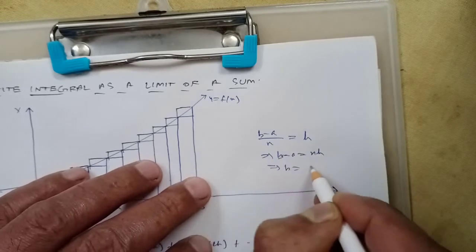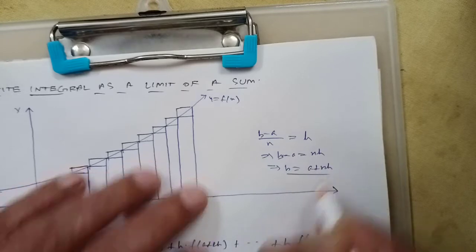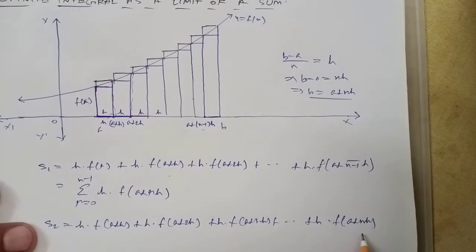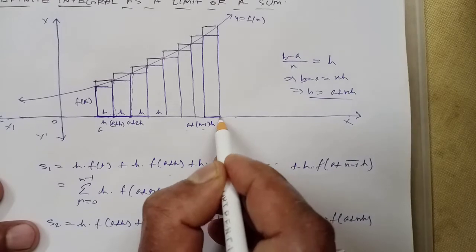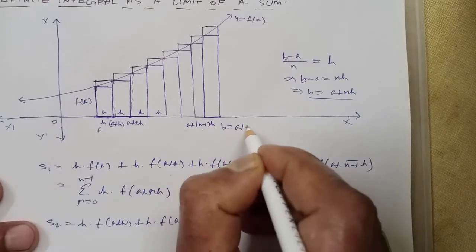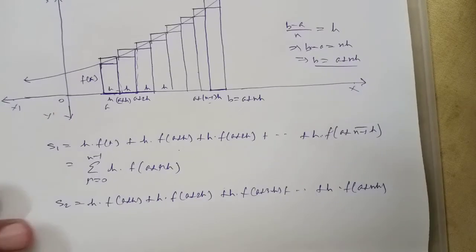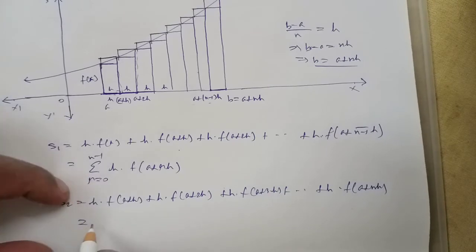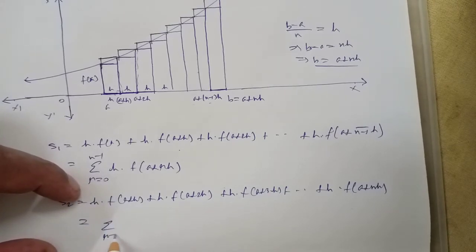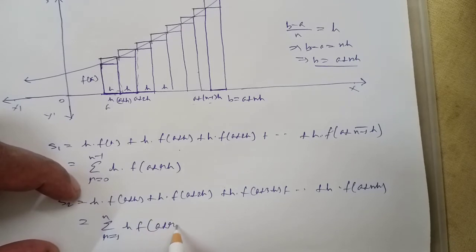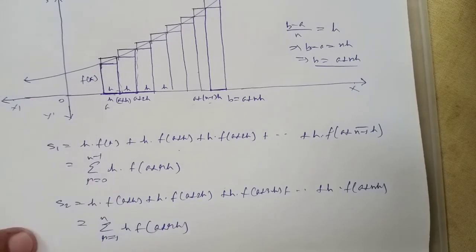So you get b equals a plus nh. So this f of a plus nh is actually f of b, because this point is b. Actually b equals a plus nh. Okay. Now we can write this sum as summation r equals 1 to n, h into f of a plus rh. Look, when r is 1, then f of a plus h. When r is 2, then f of a plus 2h. Proceeding this way.